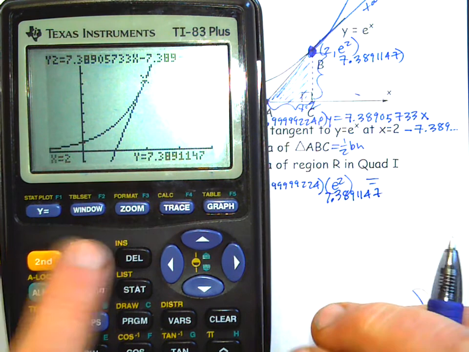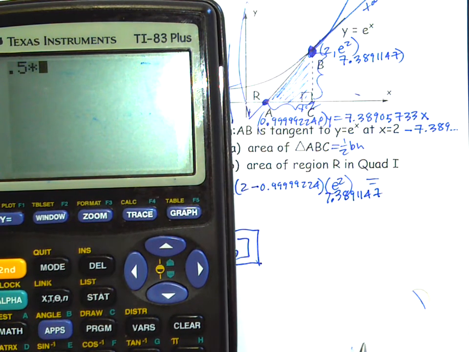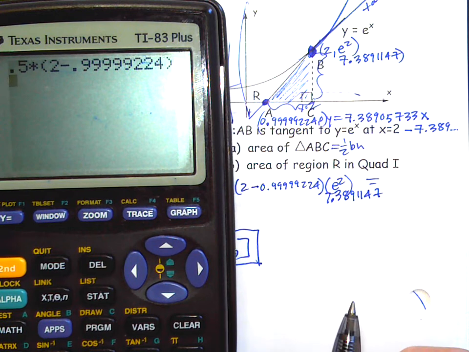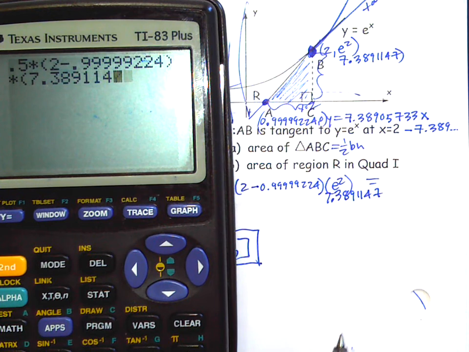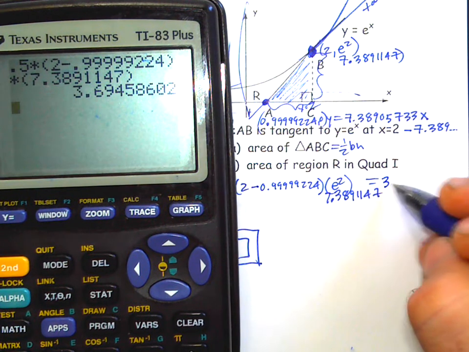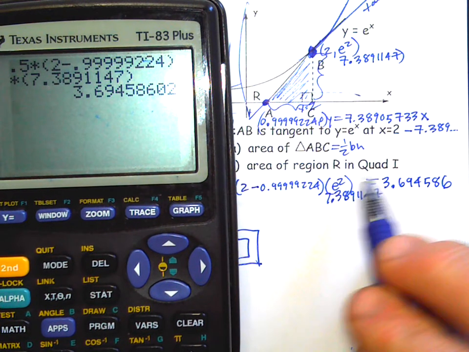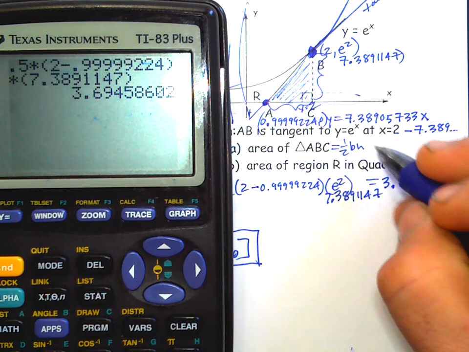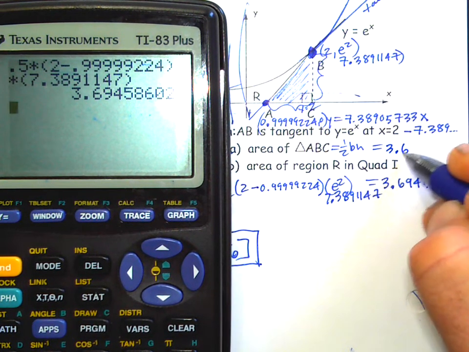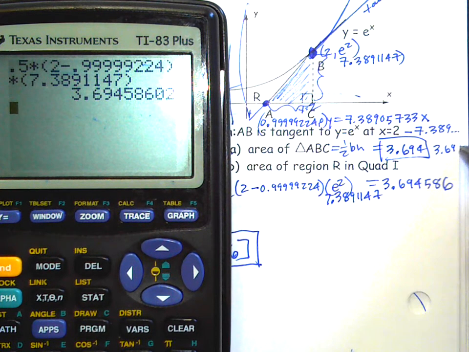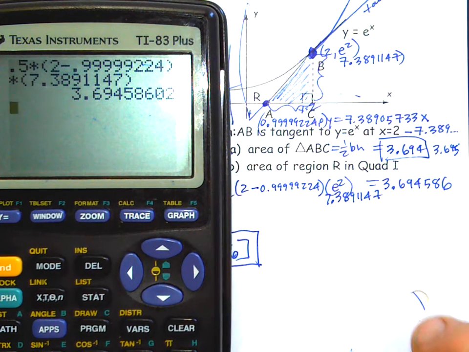Now we'd have to go back out here and say 0.5 times parentheses 2 minus 0.999999224 times 7.3891147, and we get 3.694586. I'm writing this down because I think we might need it for the next part. The answer here for 3 decimal accuracy would be 3.694 or 3.695, rounded or truncated.